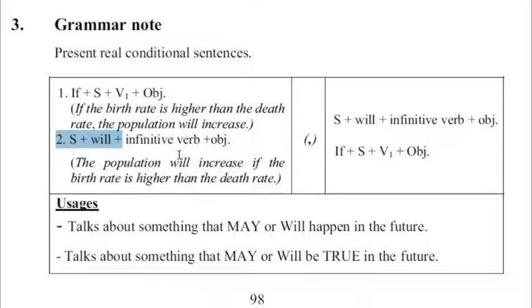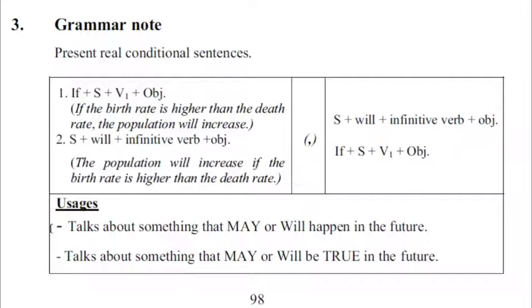So the population will increase. That is the result, if the birth rate is higher than the death rate. That is the condition. So if the birth rate is higher than the death rate, that is the condition. The population will increase. That is the result. So for number 1 you put a comma, and for number 2 you do not.